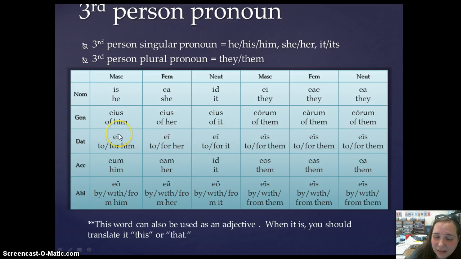Now that long i ending in the dative you actually are used to, because that's actually a third declension ending, right? Now aside from the nominative, which looks a little strange, the genitive, which looks a little strange, and the dative, that looks familiar but wrong declension, the rest of this pronoun is actually following the first second declension pattern perfectly. Okay, so when we get to accusative, eum, eam, and id, right, because of the neuter law, whatever the accusative is, the nominative is. Eo, ea, eo.